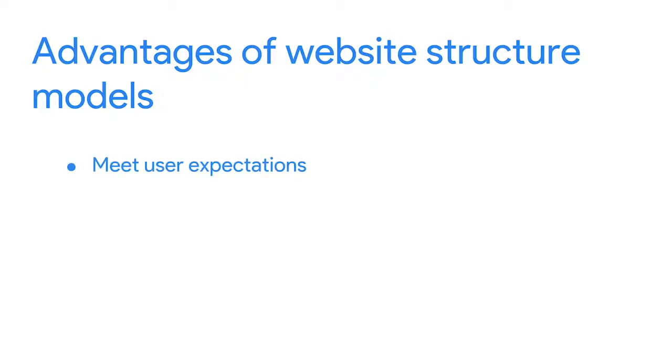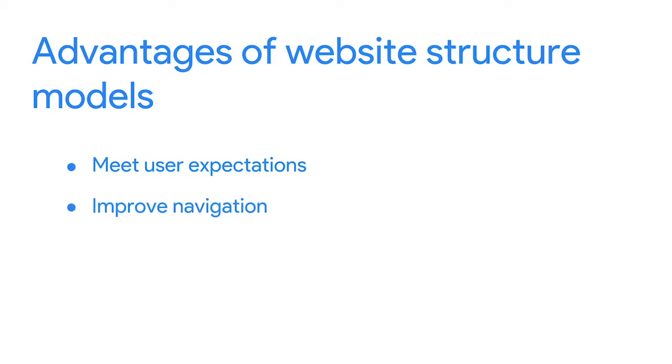Aligning the structure of your website with one or more of these models has a few advantages. First, users have expectations for how websites work based on their prior experience using other websites. Site structure models, like the 4 we just discussed, make sure that your website meets those user expectations.